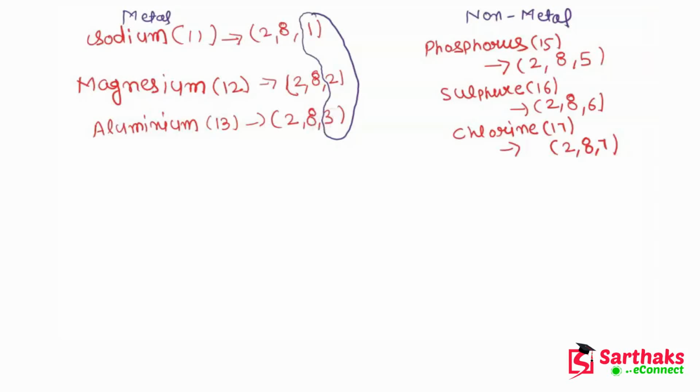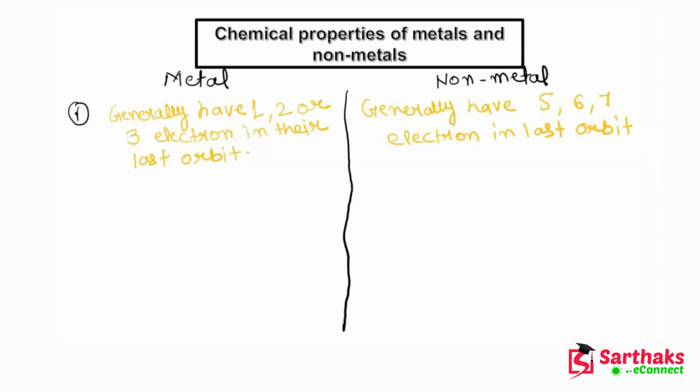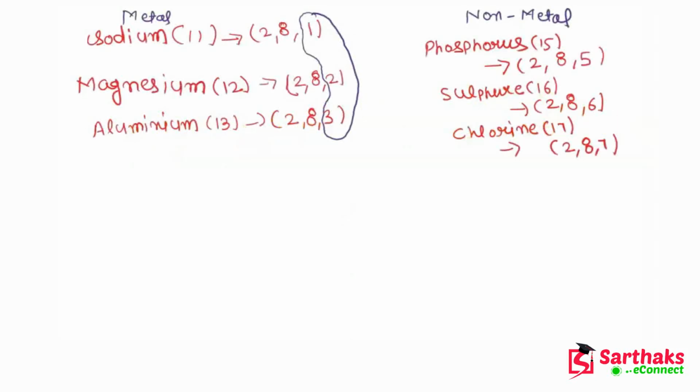Now guys, what about the non-metal? We had written that non-metals generally have 5, 6 and 7 electrons in the last orbit. So you can see from some of the examples of non-metals that they have 5, 6 and 7 electrons in their last orbit. So I hope guys this basic thing is clear to you. Now after understanding this, let's talk about another point.